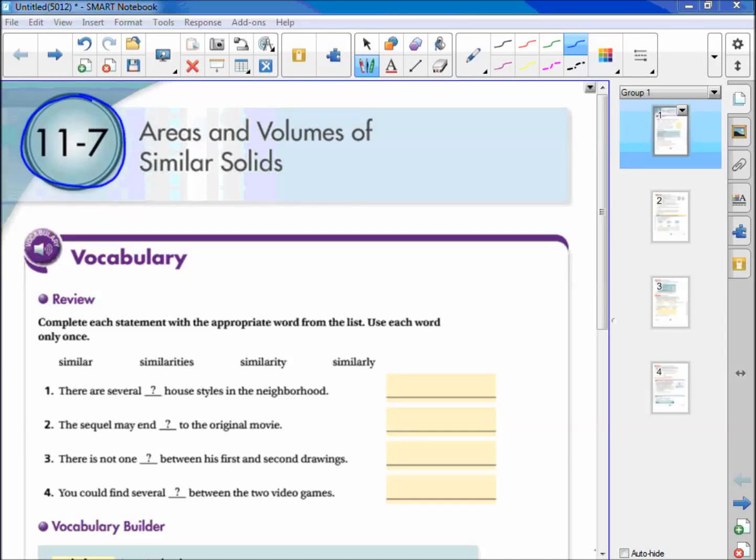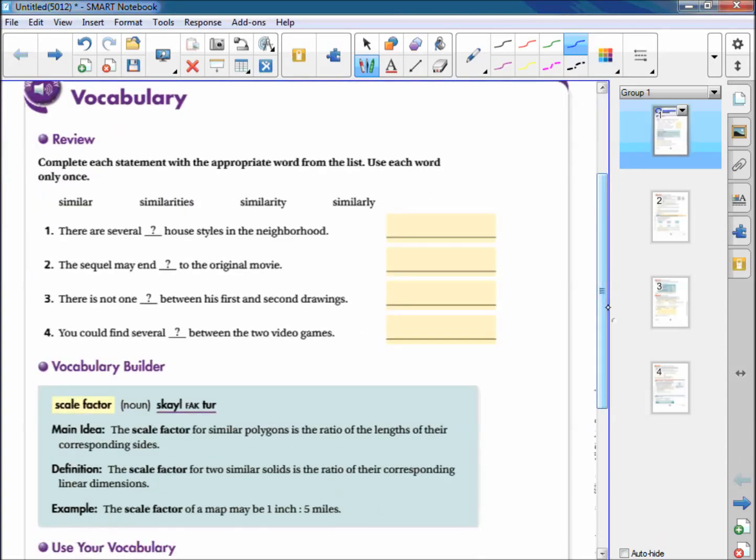Today we are covering section 11-7, areas and volumes of similar solids. So we have some vocabulary to warm us up here. So review. Complete each statement with the appropriate word from the list and use each word only once.